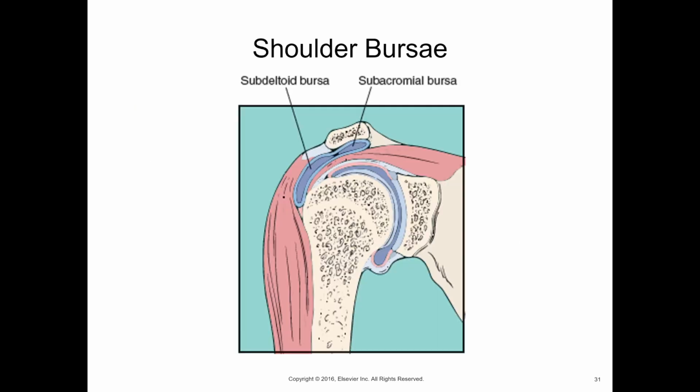So what you're seeing here is two of the bursa within our shoulder, two very common bursa to be injured, your subacromial and your subdeltoid bursa. Your subacromial bursa, if that gets inflamed, is typically going to reduce the space available for your supraspinatus tendon, which is this muscle right here.